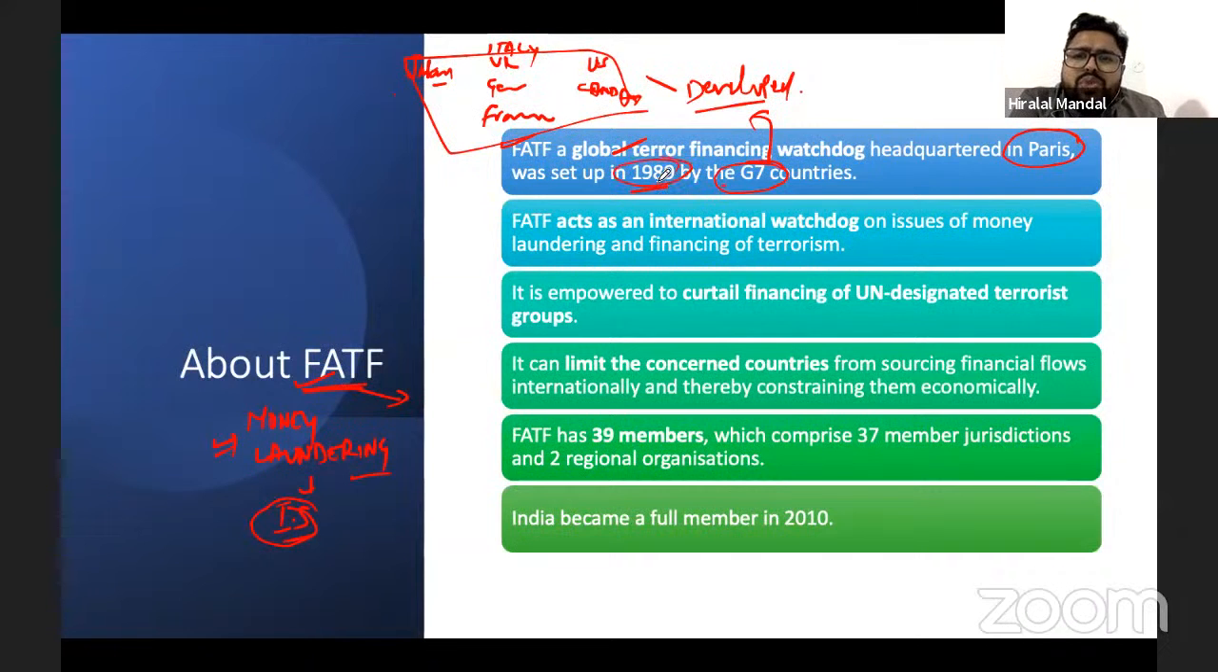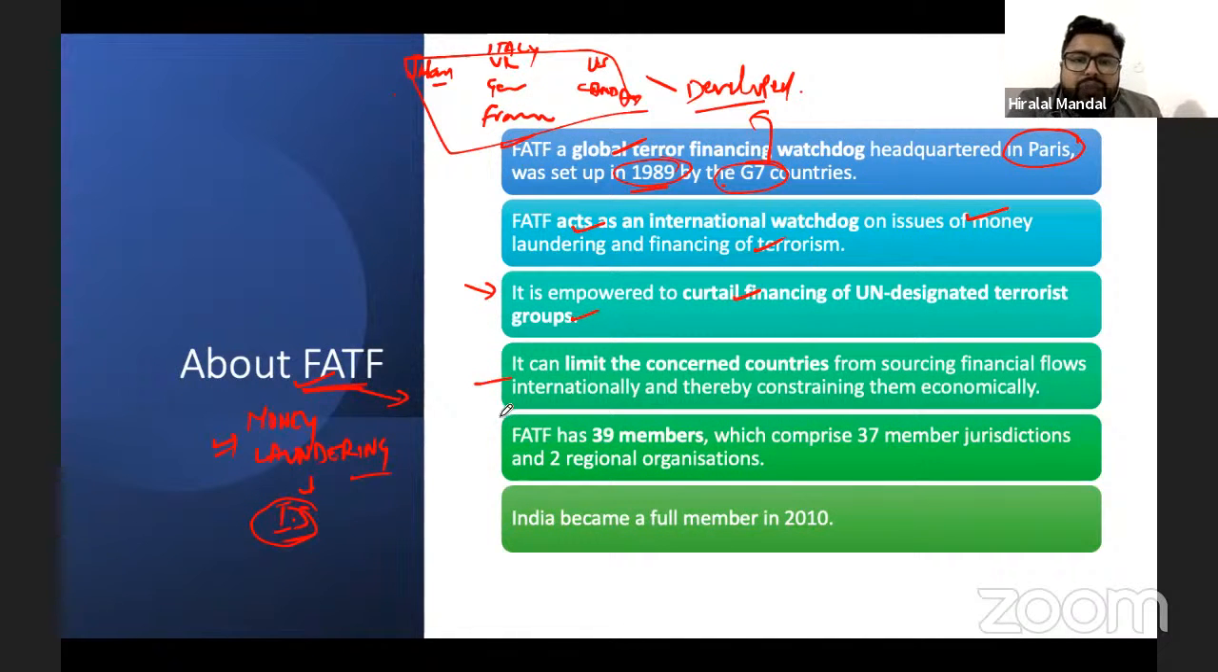The objective was to control global terror financing. It acts as an international watchdog on the issue of money laundering and financing of terrorism. It curtailed financing of UN designated terrorist groups. So if the UN announces a group as a terrorist group, all the funding related to these groups will be chopped by these agencies. It can limit the concerned countries from sourcing financial flows.